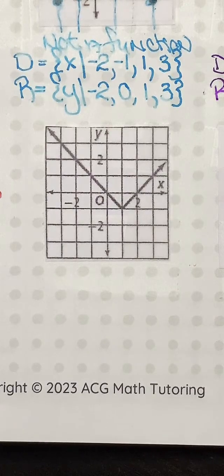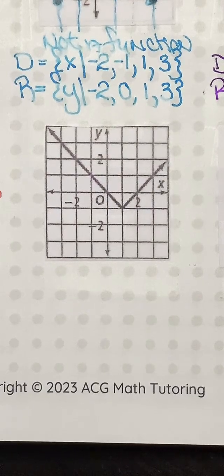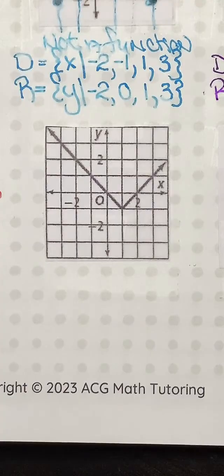Brackets is when you're including the point. So if you think of inequality symbols, when you have the line underneath it, like less than or equal to, that's going to be a bracket. But if it's just less than or greater than, that will be a parenthesis.